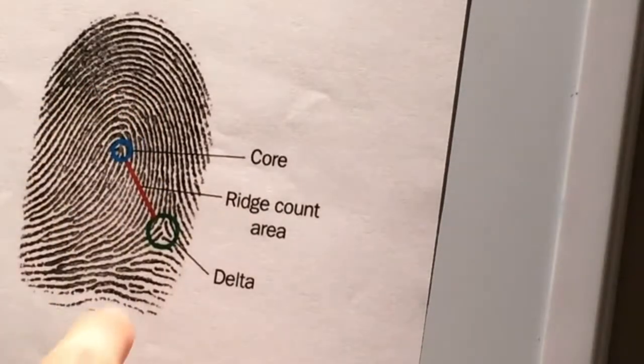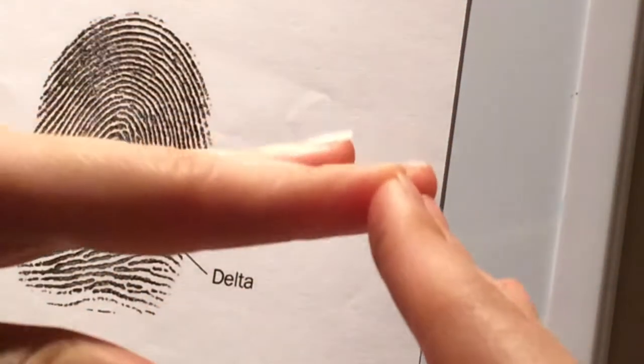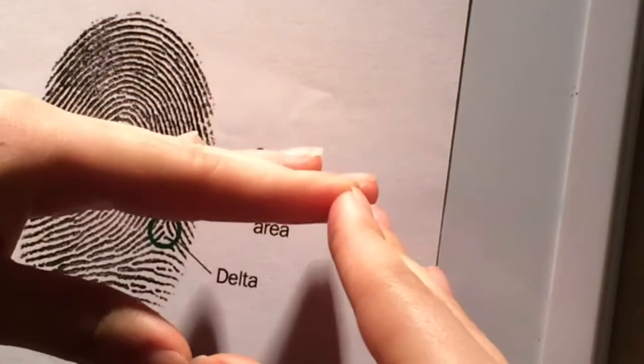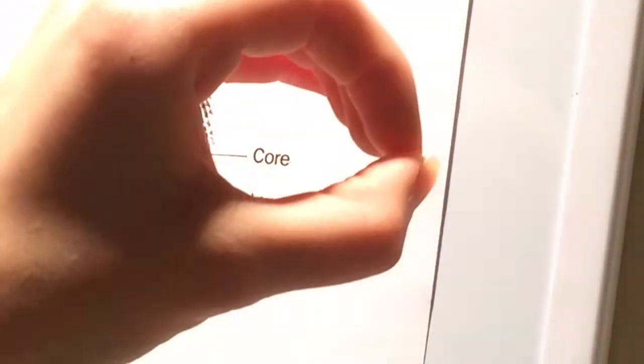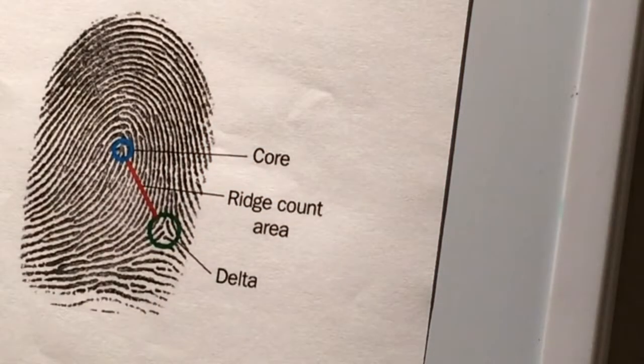Every shape has different characteristics. These characteristics are called cores, deltas, and minutia. The core is the center of a whorl or loop. The delta is a triangular region near a loop, and minutia are the smaller ridge features that are present throughout a fingerprint.